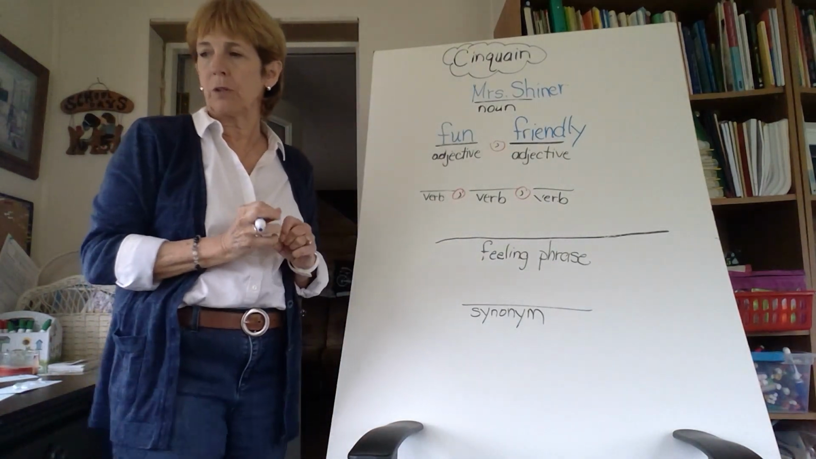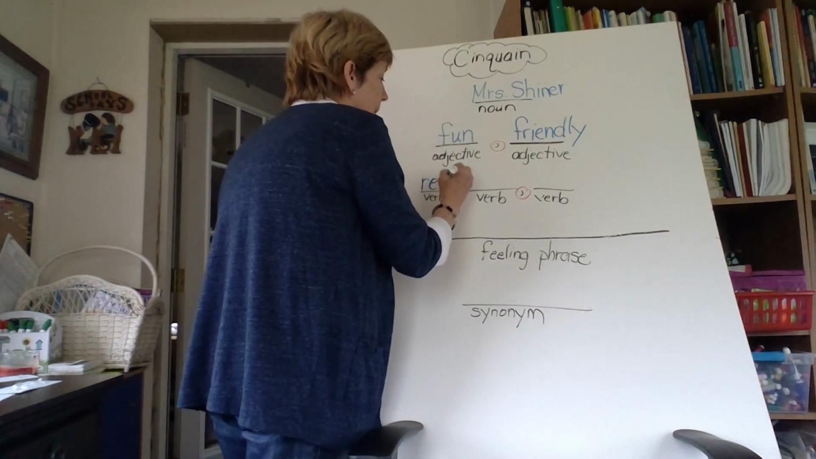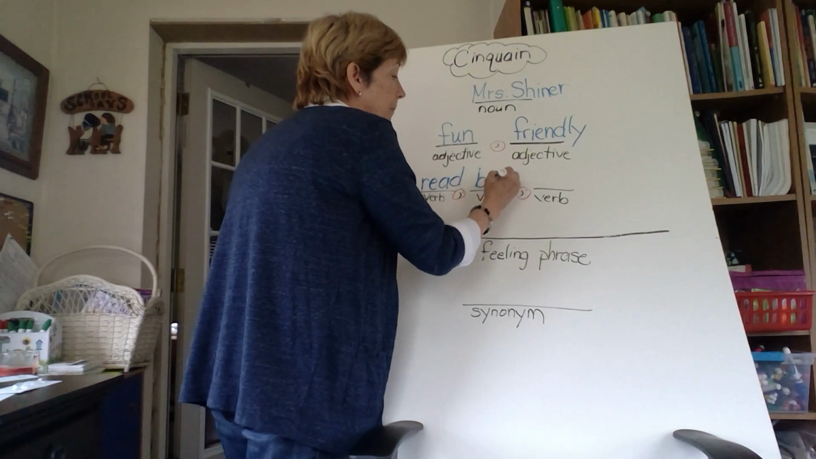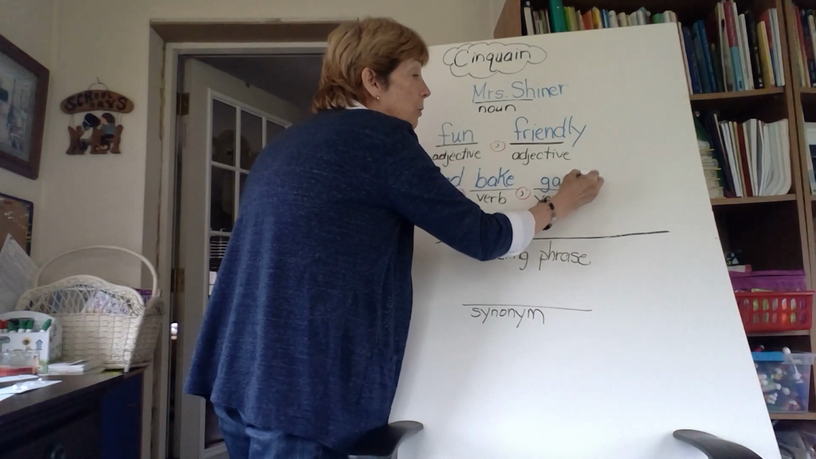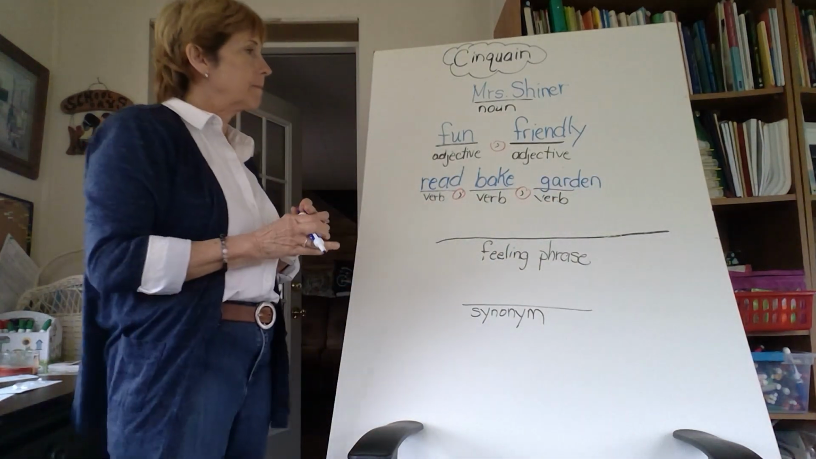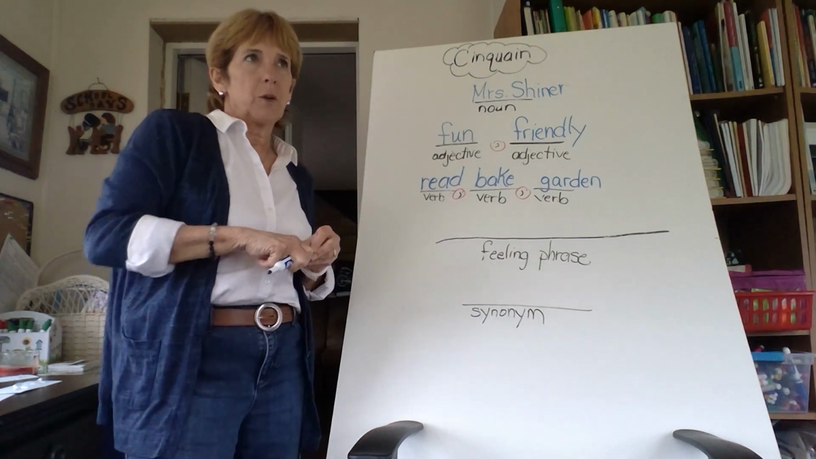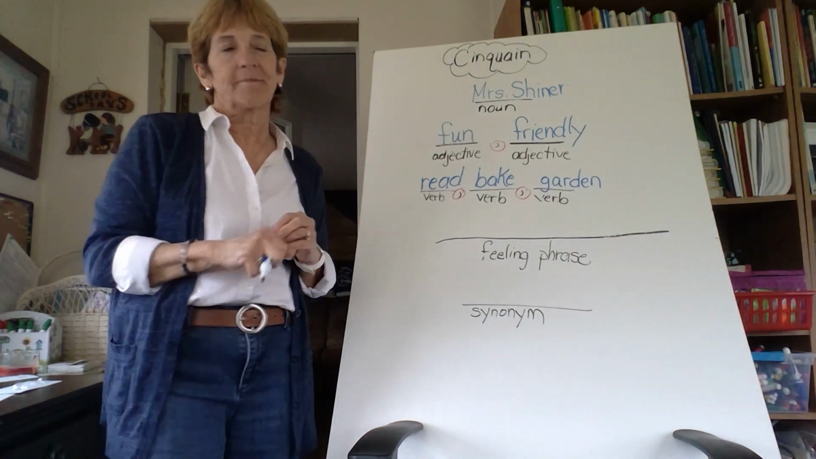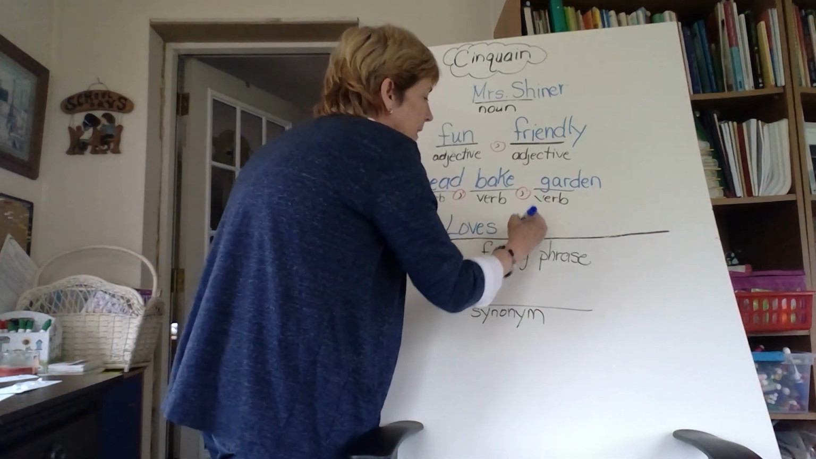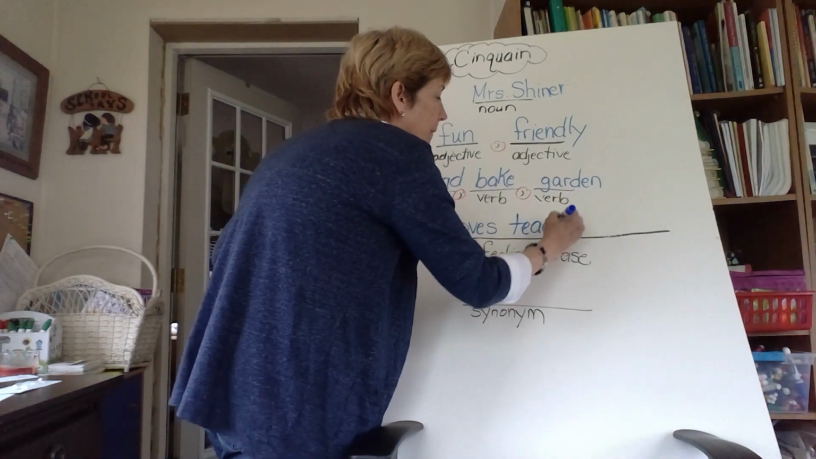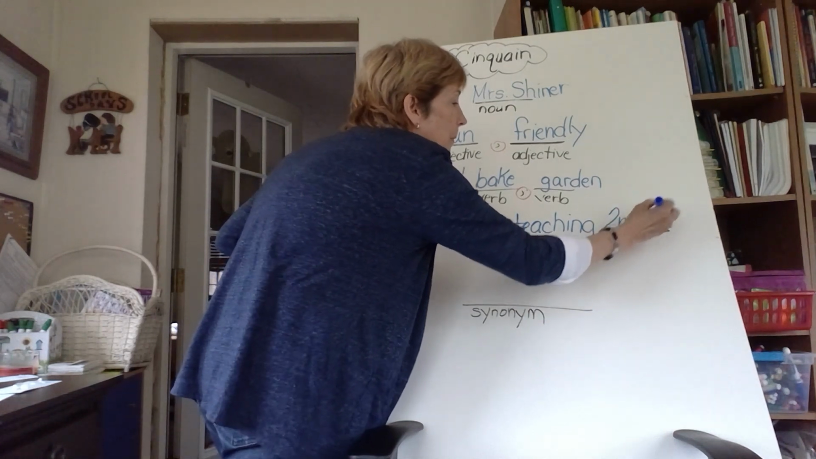3 verbs. What does Mrs. Shiner do? I read. I bake. And I garden. Those are 3 things that I do. 3 action words. Now I need a feeling phrase. What does Mrs. Shiner feel about? How do I feel? That's this one. Loves teaching second grade.